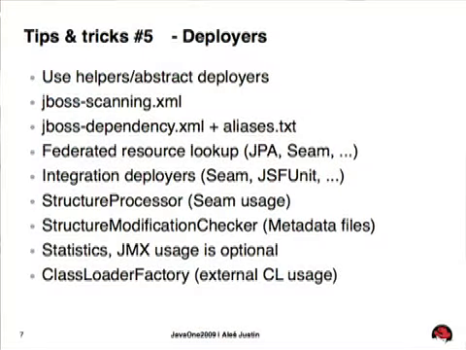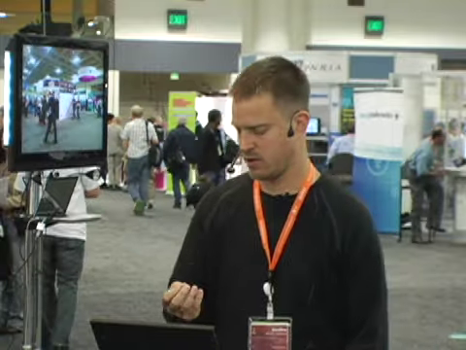The last thing that I want to mention is deployers, tips and tricks. There's a bunch of useful helper and abstract deployers. You just need to find the right one, pick it, and probably the rest is just going to be a few lines of code to add your custom deployer. Also, to limit the scanning: in the whole deployment lifecycle, we do scanning for annotations, which we provide as information to the EJB layer, Seam layer, JPA, and so on. If you want to limit what you scan, there's a JBoss scanning XML, which limits what you actually scan.